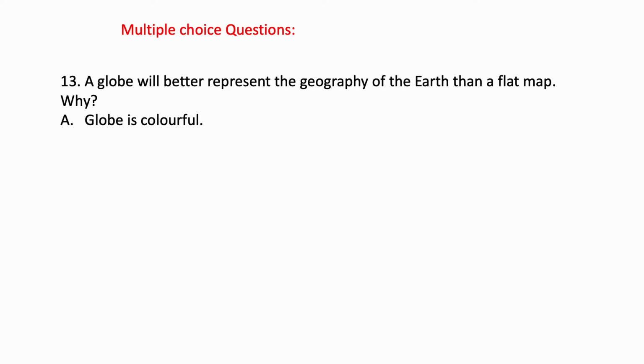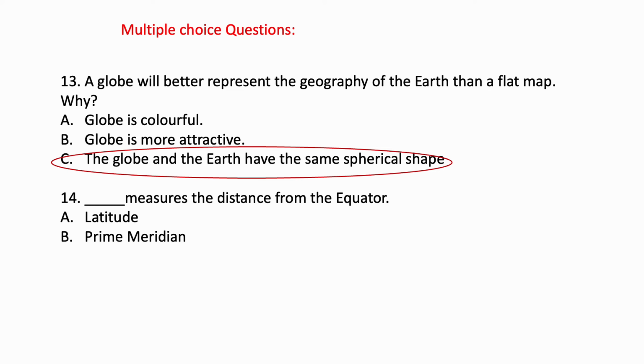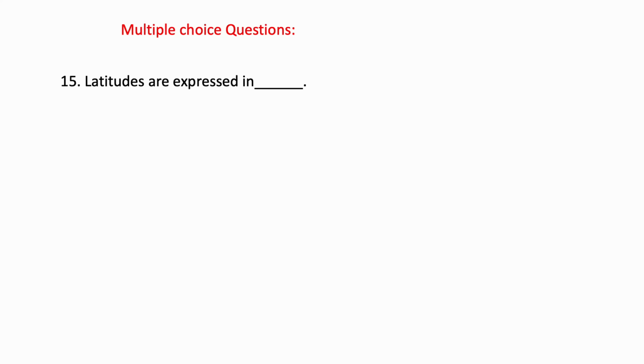Next one, dash measures the distance from the equator. Option A latitude, option B prime meridian, option C longitude. Correct answer is option A latitude. Latitude measures the distance from the equator. Latitudes are expressed in option A centimeter, option B kilometer, option C degrees. Correct answer is option C degrees. Latitudes are expressed in degrees.